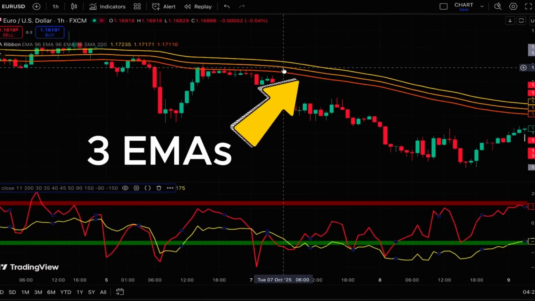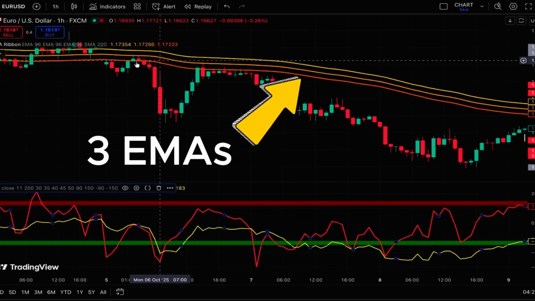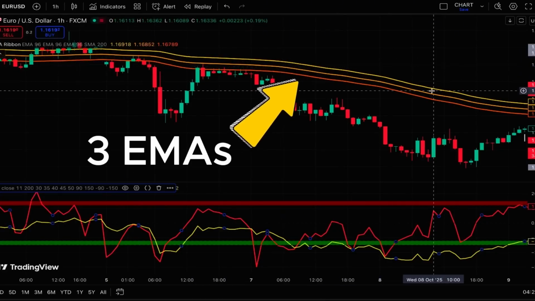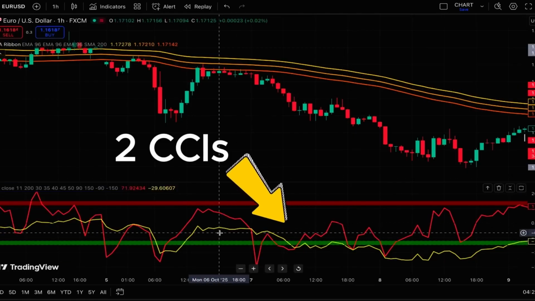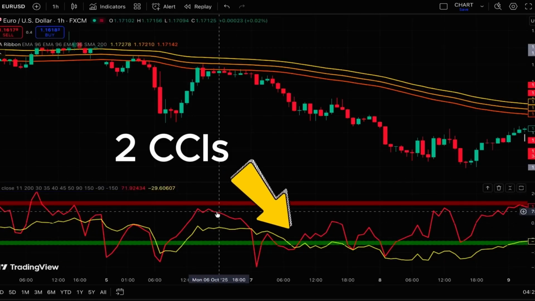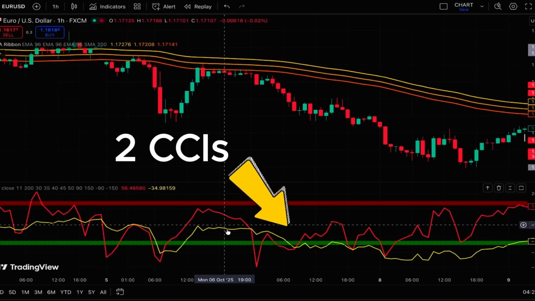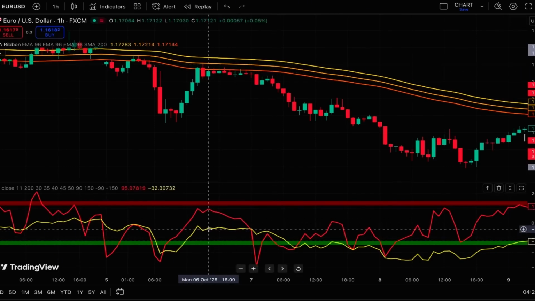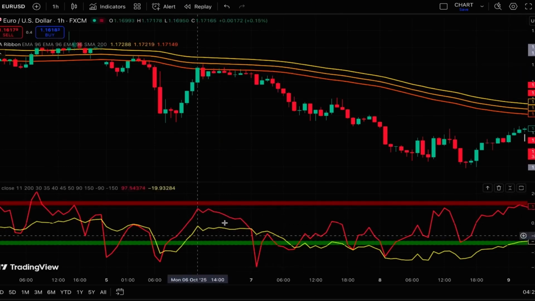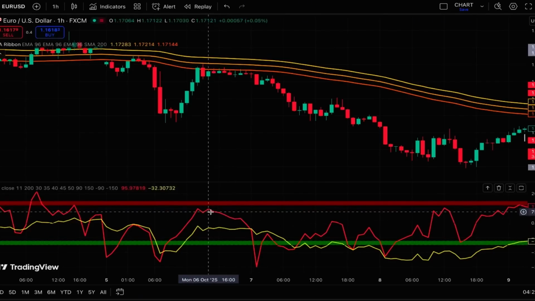So here we have 3 EMAs with length of 96 with different source of calculations, and you can see that they have created a ribbon on our chart, and the price is moving above and below this ribbon. And here we have 2 CCIs. The red line here is CCI with length of 11, and the yellow line here is CCI with length of 200. This ribbon and this yellow line here will help us with trends, and this red and yellow line together will help us define buy-sell signals. Let me teach you how you can do it.